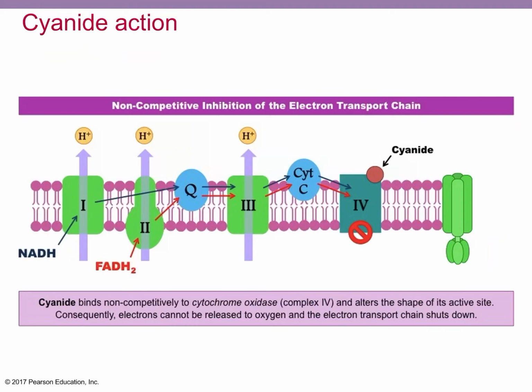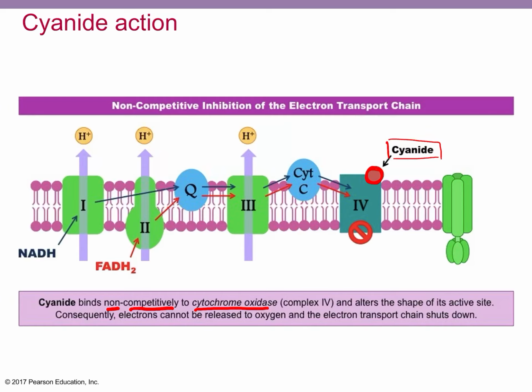Let's look at cyanide. Cyanide is a poison, and it kills you very quickly. And it works on the electron transport chain. So cyanide, CN, binds non-competitively to cytochrome oxidase, or complex 4. So it binds here. It doesn't have to compete with anything to bind there. It just binds and latches on, and it stays on this complex 4. It alters the shape of its active site.